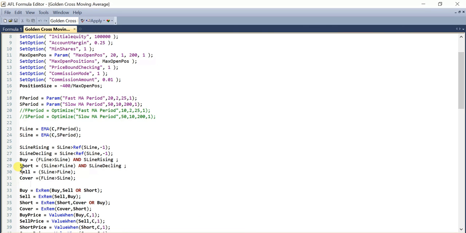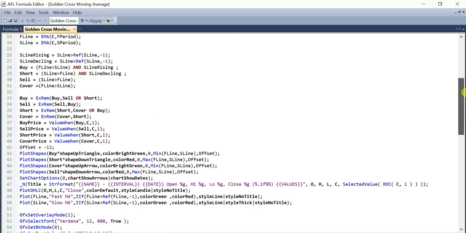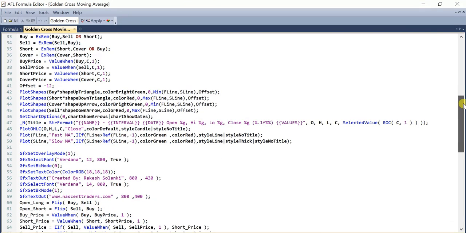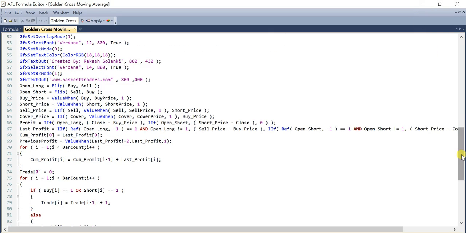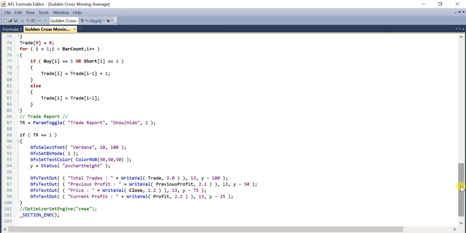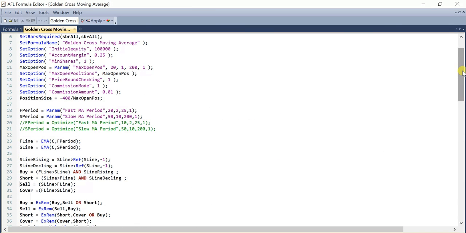And we will exit the buy when the slow line reaches above the fast line, and for a short we will cover the position when the fast line goes above the slow moving average. So this is the condition for buy, short, sell and cover, and the rest are for drawing on the chart the moving average, the price, the colors, and the result of the strategy in the live market. So this is all about the coding.